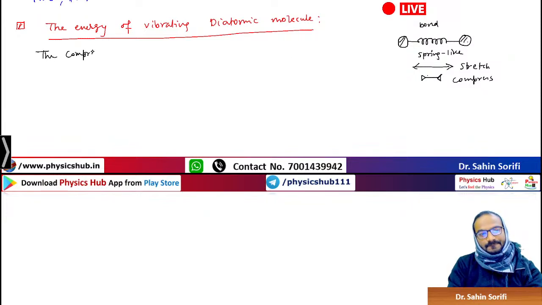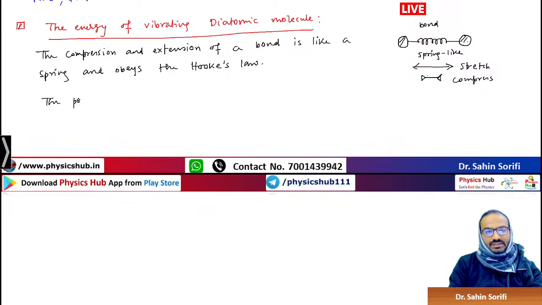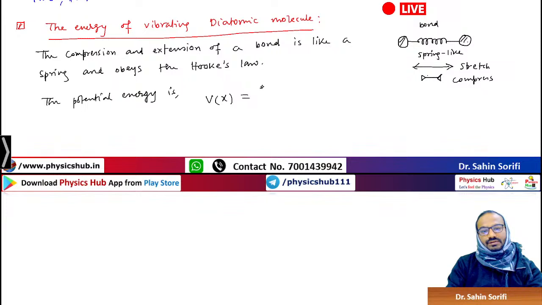The compression and stretch means extension. Extension of a bond is like a spring, and as a result it obeys Hooke's law. Hooke's law, F equals minus kx, you already know it. So in case of this, we can write the potential energy. What is the potential energy for this kind of system? You know, V of x equals half kx square. What is x? x is the internuclear separation.